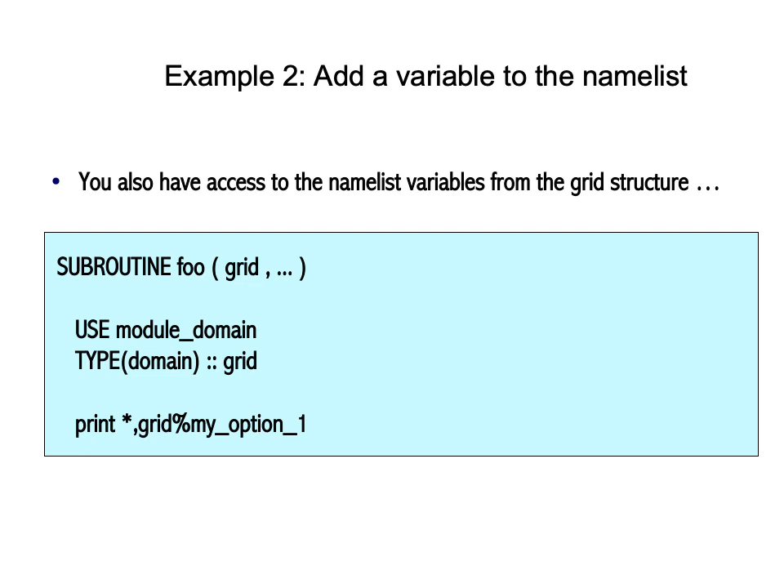So if I would like to know the value for my_option_1 and the variable grid is floating around in a subroutine, I have access to it. It's grid%my_option_1.